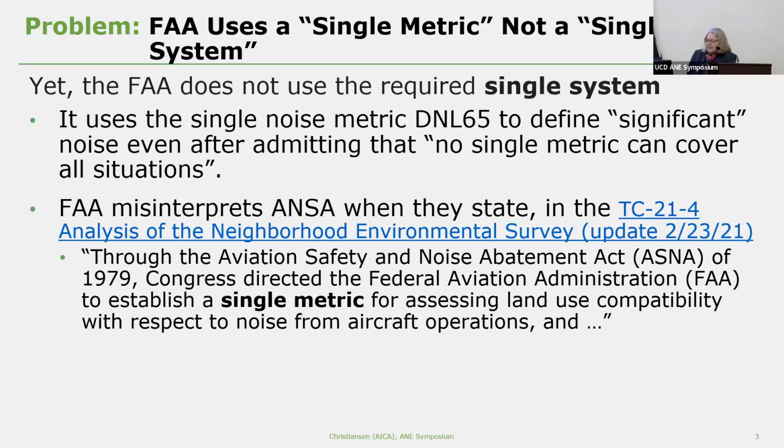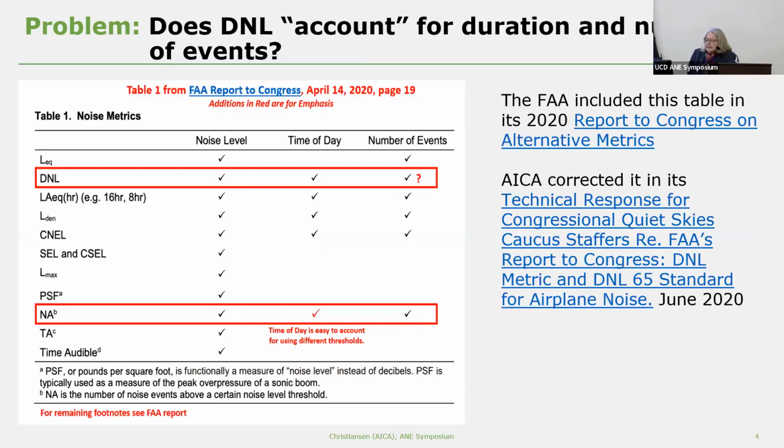As you know, the FAA also misinterprets ASNA when they state in their neighborhood environmental study report, they say Congress directed the FAA to establish a single metric. As you saw, that's false. It's a single system. In their 2018 report, the FAA uses this table to summarize its noise metric information. The Aviation Impacted Communities, in its technical report to the Congressional Quiet Skies Caucus, corrected the table.